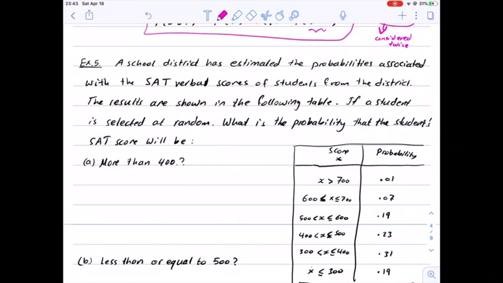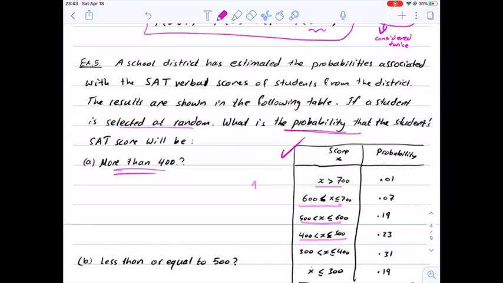Now here we have an example. A school district has estimated the probabilities associated with the SAT verbal scores of students from the district. The results are shown in this table. If a student is selected at random, what is the probability that the student's SAT score will be more than 400? More than 400. Here, this, and this.